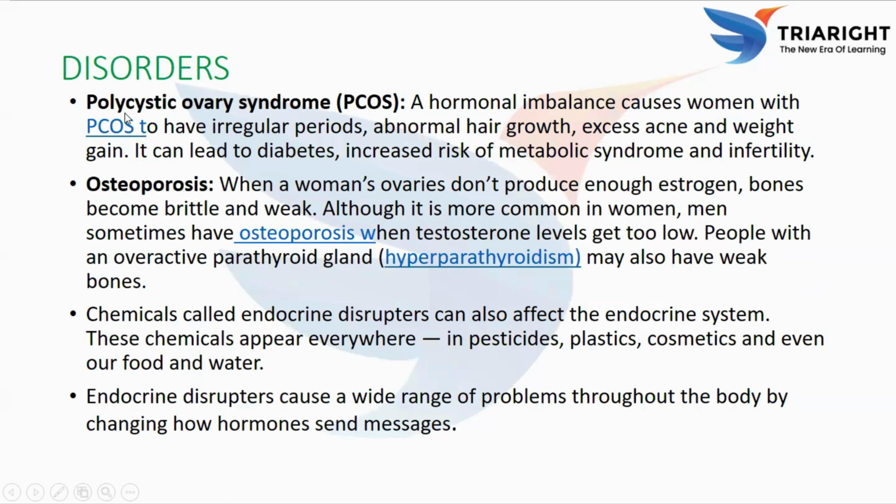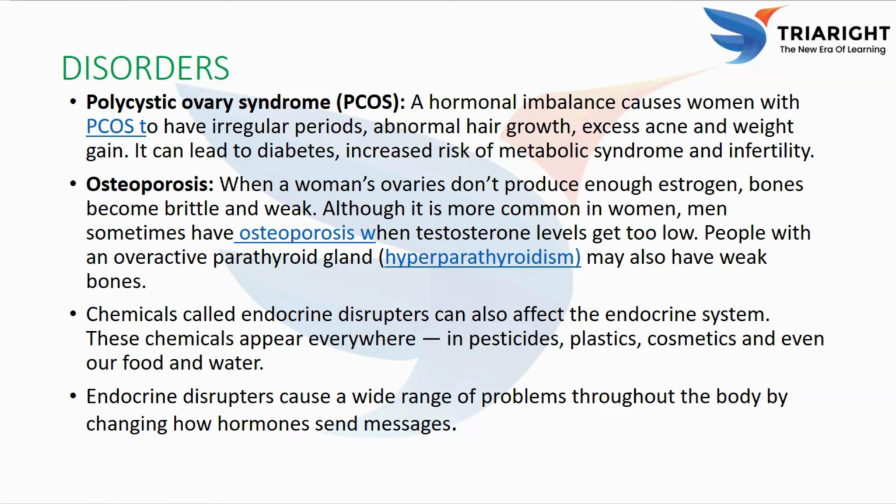So the next one is polycystic ovary syndrome, which is also called PCOS in short form. This PCOS is a hormonal imbalance that affects women during reproductive years. So the ovaries produce too many male hormones, which are called androgens. So this causes problems with the menstrual cycle. So the main symptoms of PCOS are irregular or missed periods and excess hair growth, especially on the face and body.